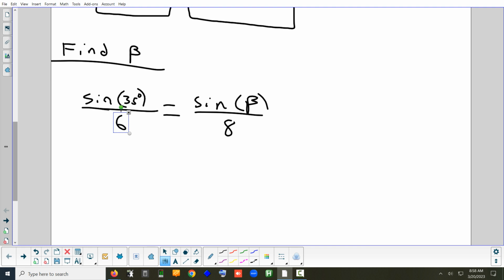But remember, we are solving for beta, not sine beta. So I need to do something that can get rid of sine. Take the arc sine. Yeah, take the arc sine or the inverse sine.